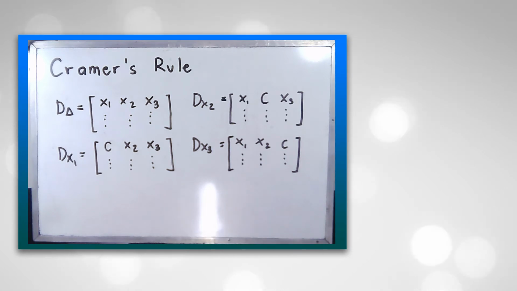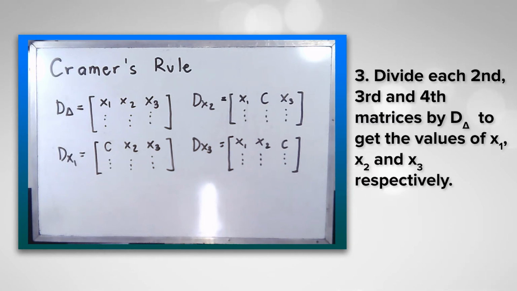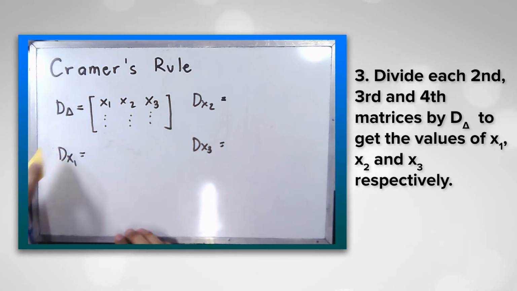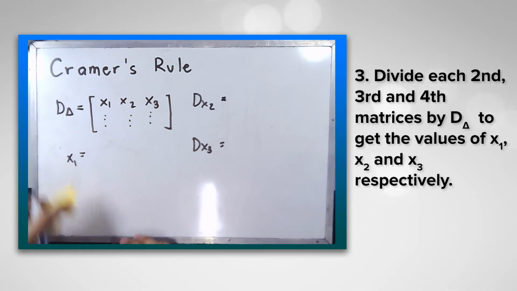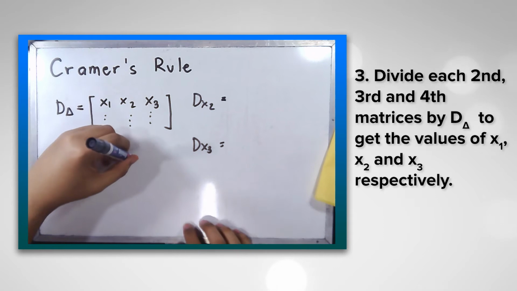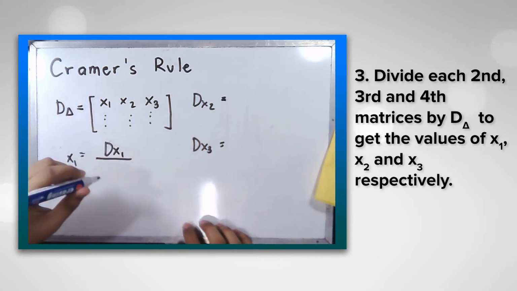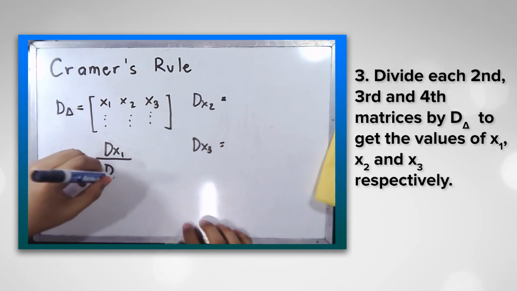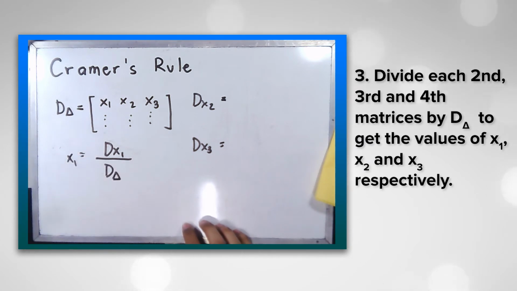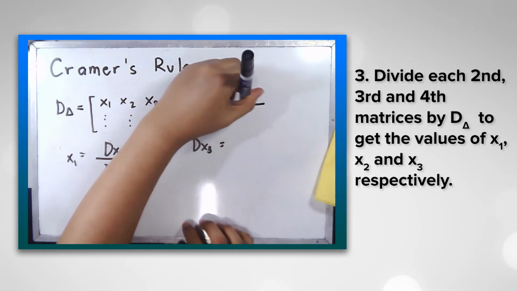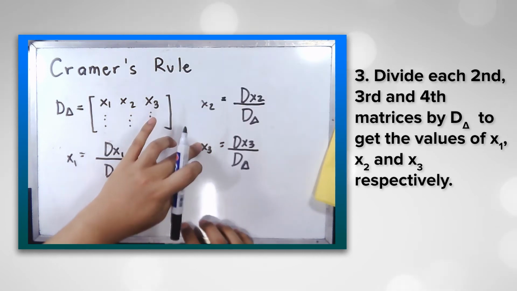After that, divide the second, third, and fourth matrices by the value of this matrix to get their respective values. For example, finding the value of x sub 1 is D of x sub 1 over the value of the delta. Same applies here.